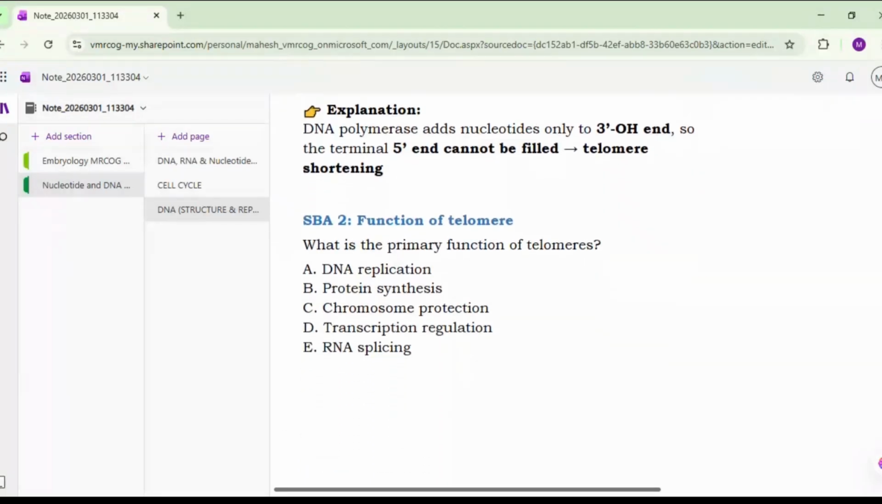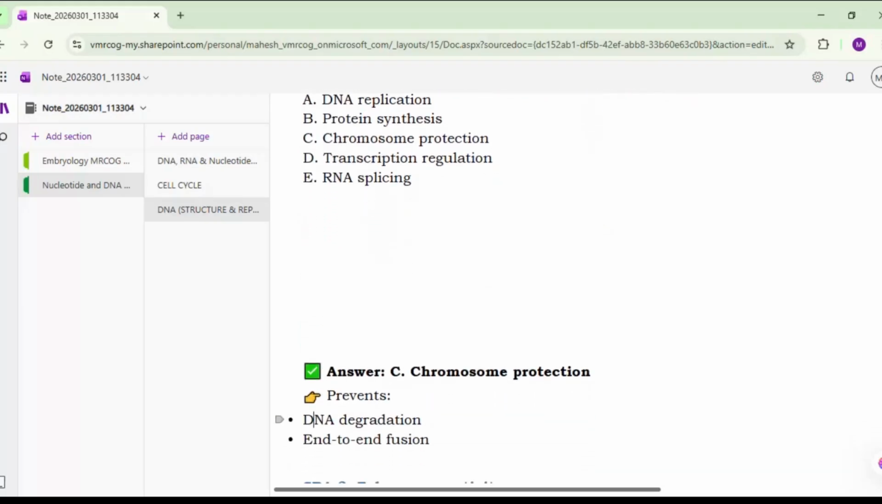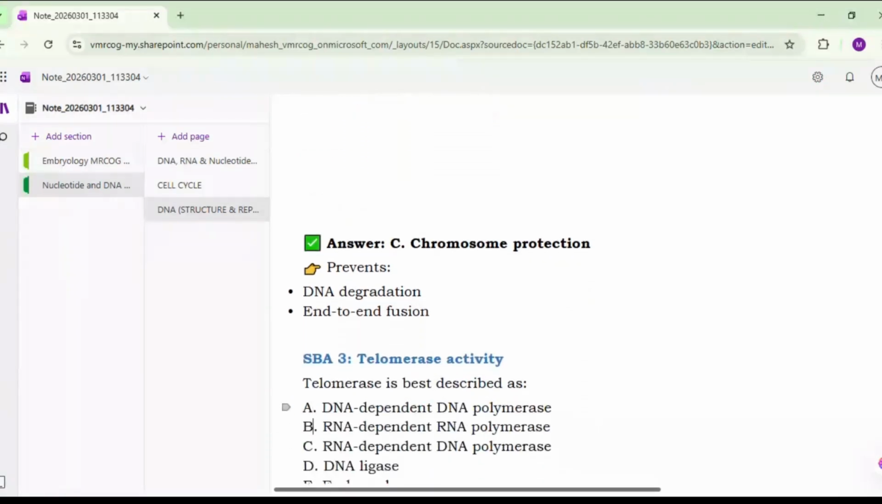Next. What is the primary function of telomeres? DNA replication, protein synthesis, chromosome protection, transcription regulation, RNA splicing. Chromosome protection, option C, correct, especially the ends. So it prevents DNA degradation and end-to-end fusion.